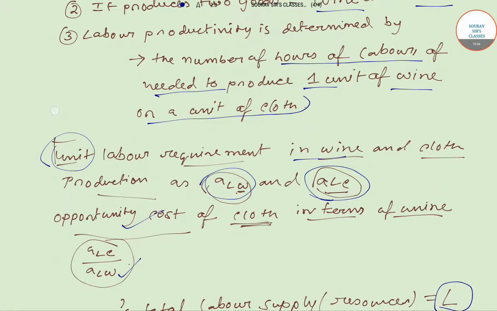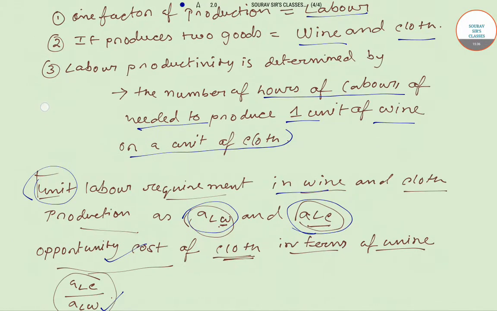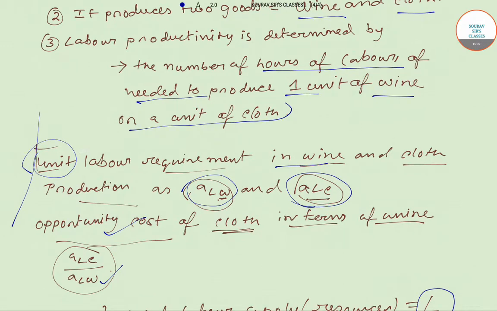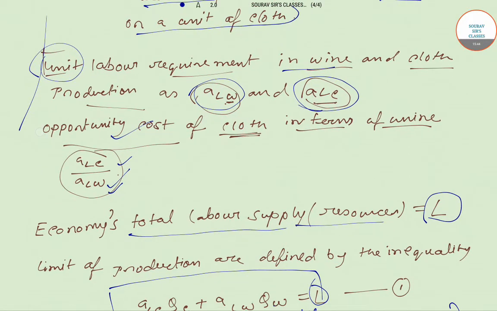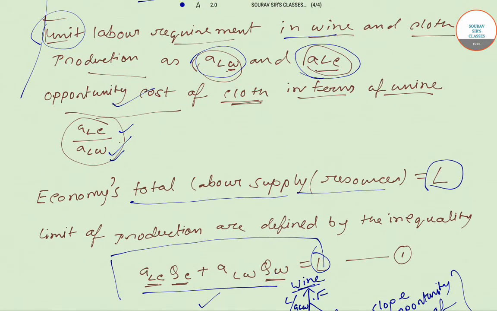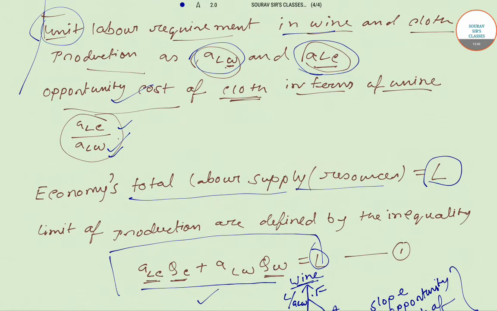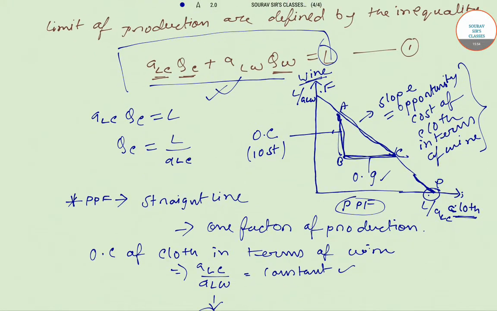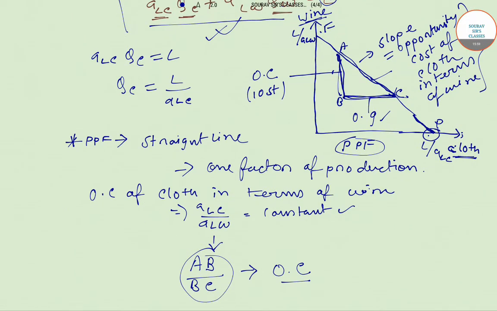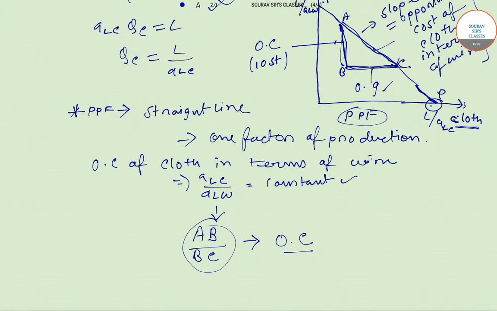So what is our takeaway from this video? We have to remember what opportunity cost is, and it is ALC by ALW. Now from there we have formed this inequality, and from there we can see this diagram that we have shown. In the next video I'll proceed further with this theory and go to relative prices and production.